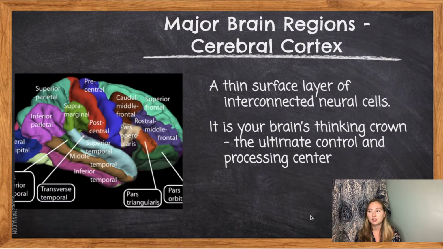All right, the next major brain region is the cerebral cortex. Now, the cerebral cortex is where all of the voluntary function happens. It's the cerebrum, right? That's the major part of the brain. This is the thin surface layer of interconnected neural cells, so neurons, right, that are all linked together. It's your brain's thinking crown. It's the ultimate control center and processing center.